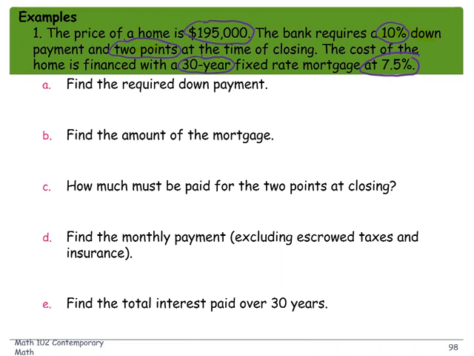Part A, we are going to compute the down payment. It's required to pay 10%, so the down payment is going to be 10% of the house price. The down payment equals 0.10, since 10% of means multiply, times $195,000, and it comes out to be $19,500 as the down payment.